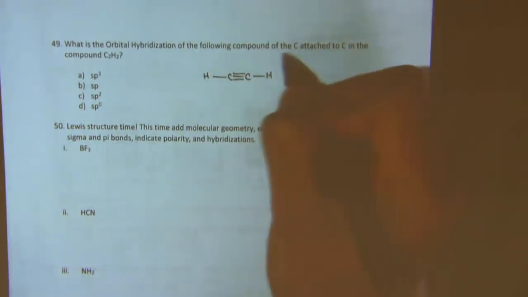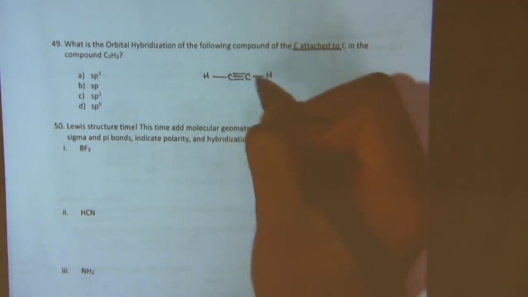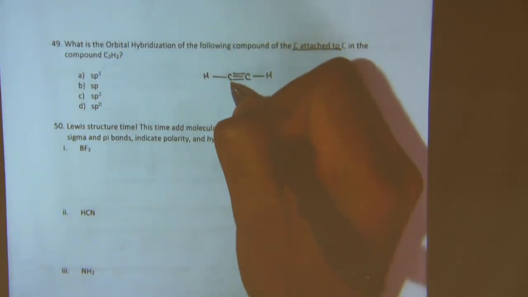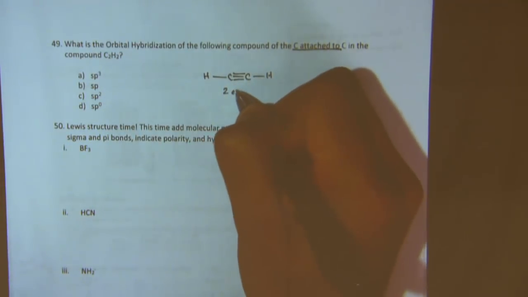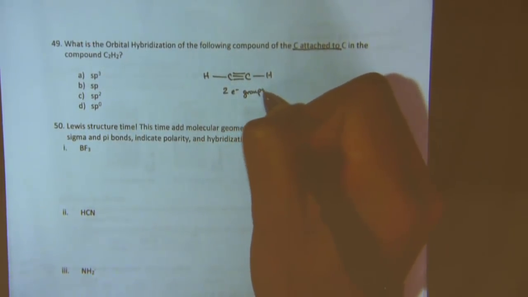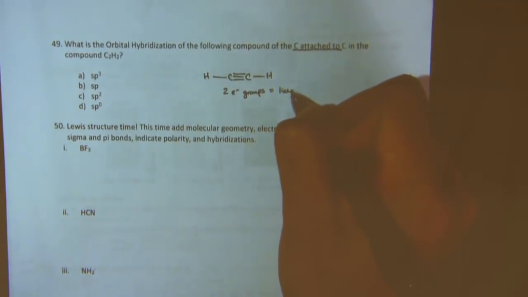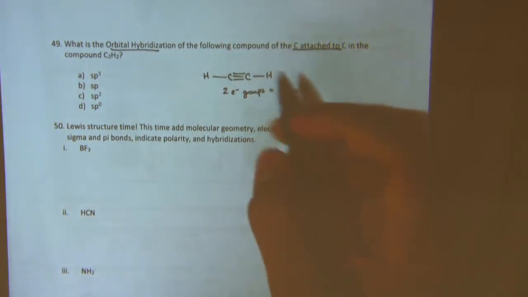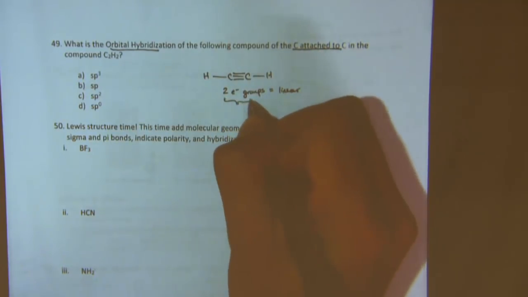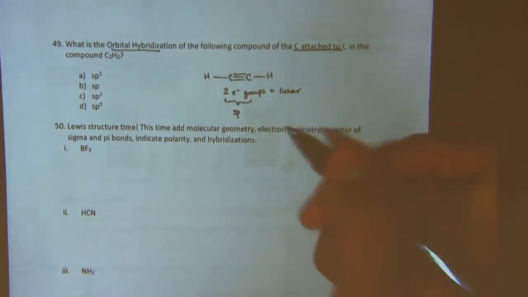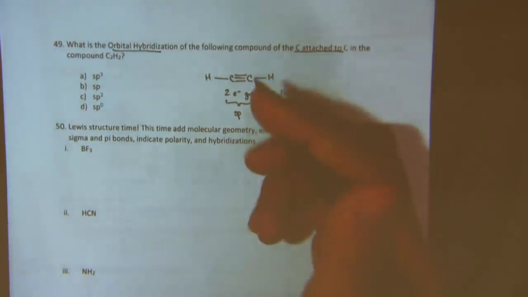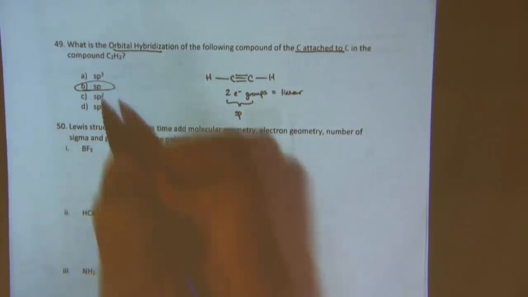So it's talking about the carbon attached to the carbon, so it could be talking about either one of these, and they're actually identical. Of the 2, they both have 2 electron groups, and this would give us a linear molecule, but it's asking for the orbital hybridization. Something that helps me out is that I just count the number of electron groups, and so of this, the answer would be sp. If it had 3, it would be sp2. If it had 4, sp3, and so on. So the correct answer here would be B.